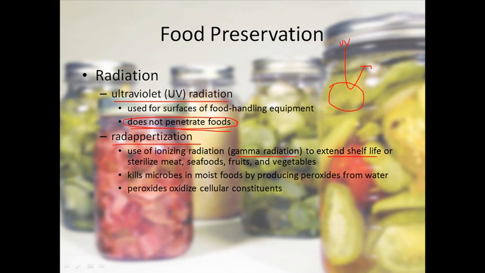Normally we do this in the case of meat, seafoods like sardine and shellfish, and all different types of food. Fruits and vegetables can also be treated using this irradiation, which kills microorganisms in moist foods by producing peroxides from water. As we know, water can be converted into peroxide. Peroxide, when it breaks down, will form water and oxygen. So water can be transformed into peroxide if we add an oxygen molecule to it.